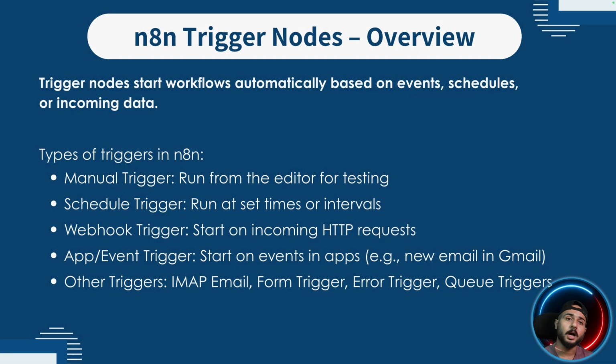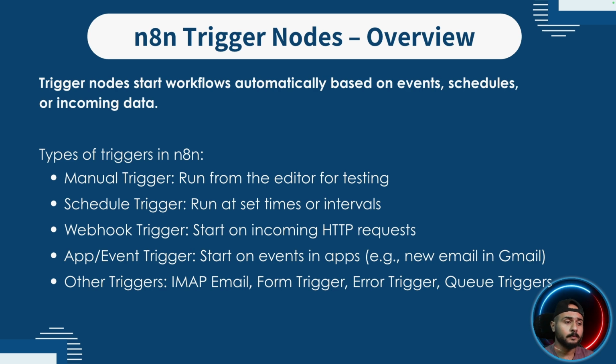Well, trigger nodes are the nodes with the help of which we start any kind of workflow inside n8n. And that's what the definition says. Trigger nodes start workflows automatically based on events, schedules, or incoming data. So we have a list of trigger nodes. Based on the scenario, we use different kind of trigger nodes to start with that workflow. And that's why trigger nodes are very important to understand. That is how any kind of workflow is initialized.